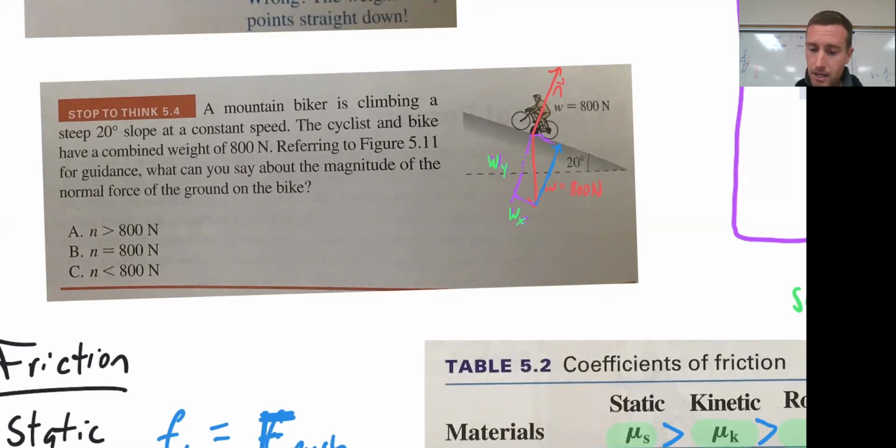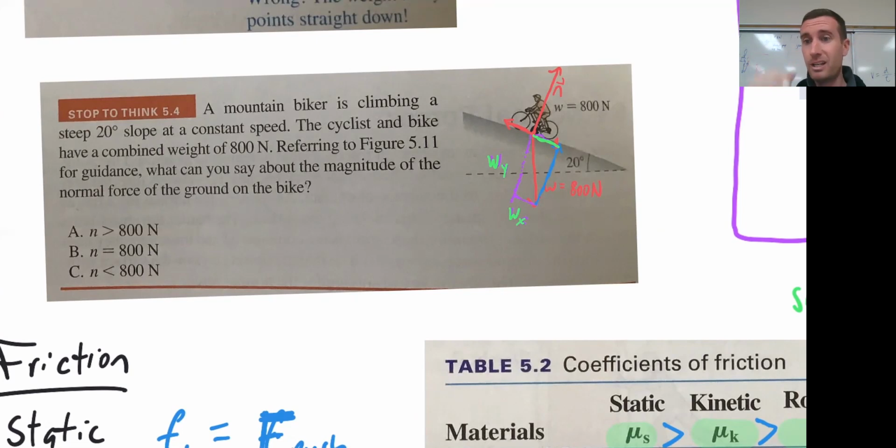Then, in order to make sure he's not sliding down the slope, I know that there has to be a third force that would be exactly that long, right? That long right there. And it's going to go up the hill, like there. Okay, so same length going up the hill. And that has to be the force of the ground on his bike tires, right?